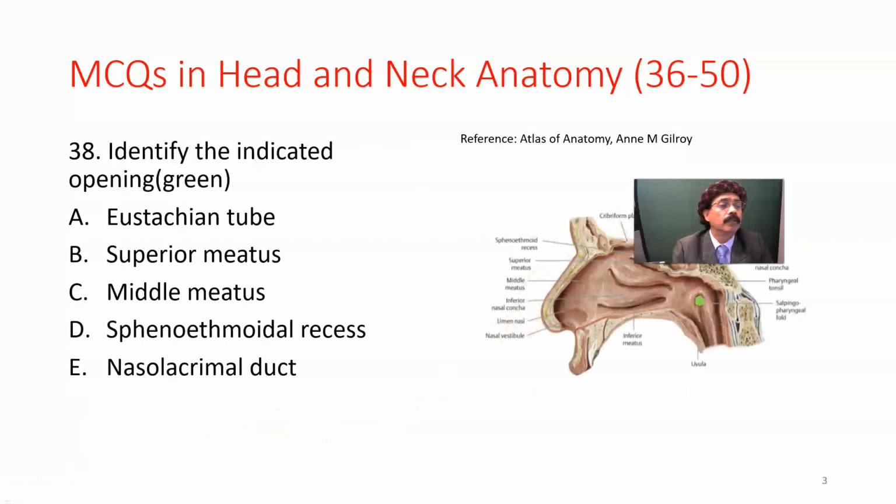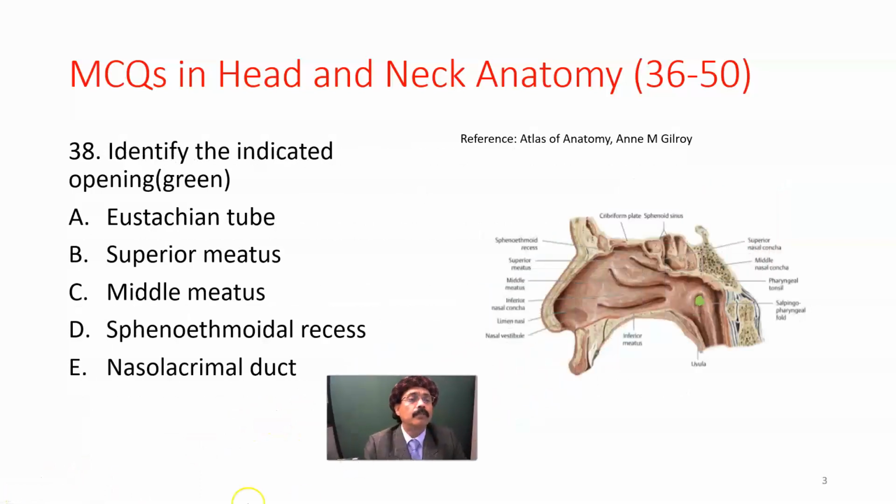Okay, so this is an image. I have taken it from Atlas of Anatomy and Gilroy, first edition. Identify the indicated opening, green area. This is the pharyngeal opening of the pharyngotympanic tube or pharyngeal opening of the eustachian tube. That is this. This green is this. This is the torus tubarius and this is the salpingopharyngeal fold.